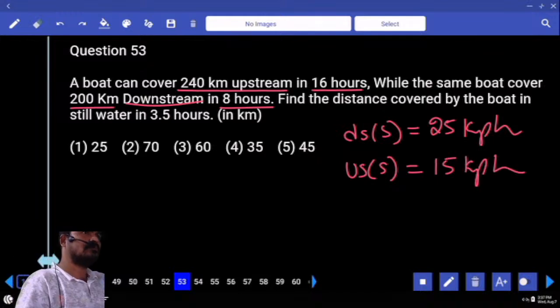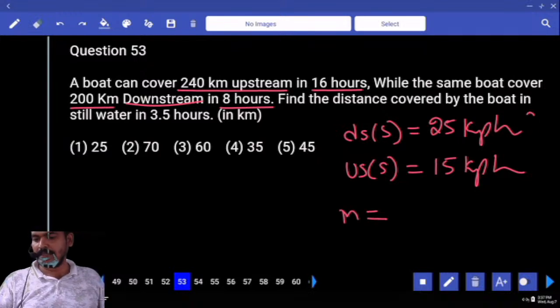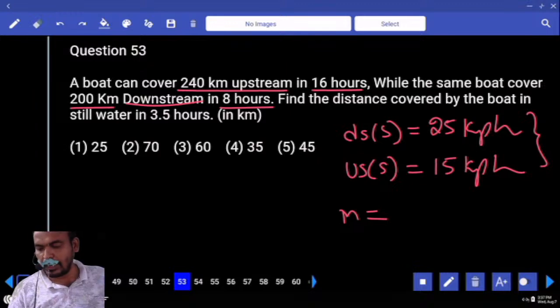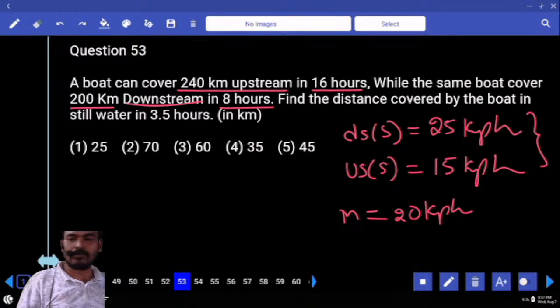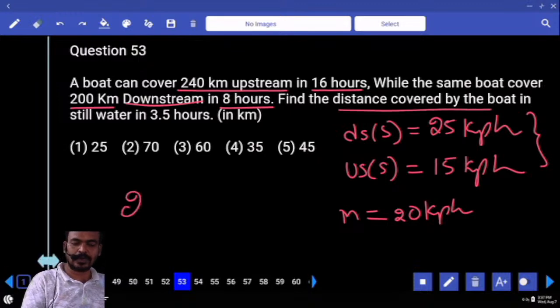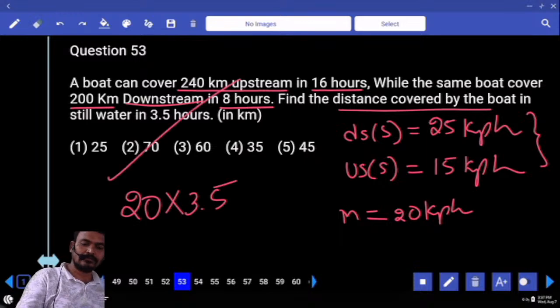We know the downstream speed. We know the upstream speed. Then we get the m value and also the s value. For m, do we add and divide by 2 or subtract and divide by 2? Adding and dividing by 2. 25 plus 15 is 40, by 2 is 20. Then the m value is 20 kilometers per hour. But do we require distance or time? Distance. Distance is nothing but speed multiplied by time. What is the time value? 3.5. What is the answer?